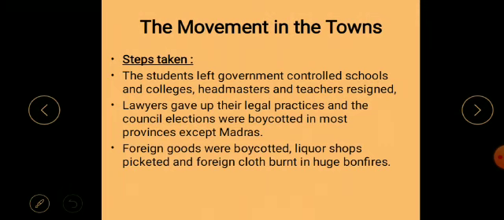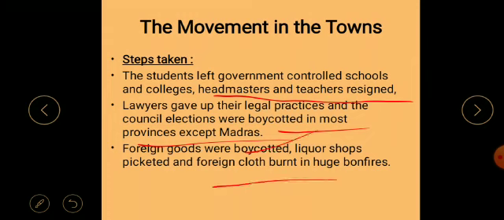Then the movement spread in the towns, and steps were taken such as students leaving government-controlled schools and colleges, headmasters and teachers resigning. Lawyers gave up their legal practices, and the council elections were boycotted in most provinces except Madras. Foreign goods were boycotted, liquor shops picketed, and foreign clothes burnt in huge bonfires.